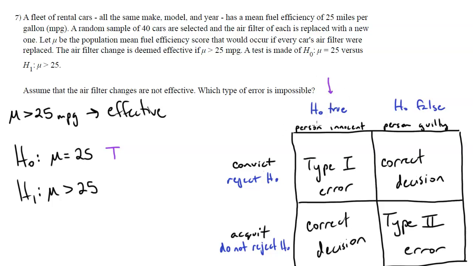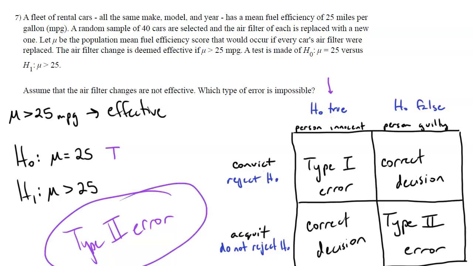So if the null hypothesis is true, there's only two possibilities. Either we make a type 1 error, or we made the correct decision. If we reject the null hypothesis, that's an error. Do not reject, that's the correct decision, because the null hypothesis is true. So which type of error is impossible? Type 2 error. The answer for both these questions are type 2 error, but answering different questions, right? Type 2 error is not possible in this situation because the null hypothesis is true.